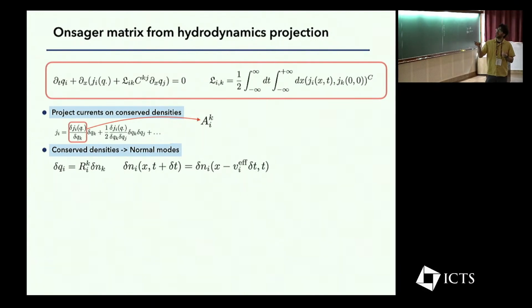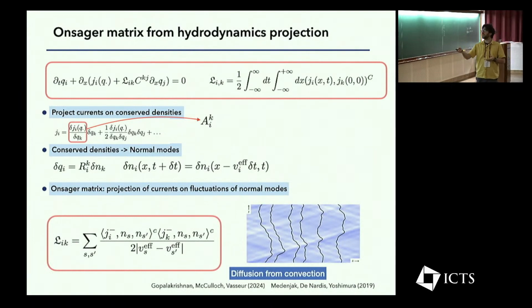It means that you can take your current as an operator or as a functional in classical theory and really project it first on charges and then on charge fluctuations. And you can keep going on as much as you want. And now you know the dynamics of these charges. Basically, the way you do it is you map the charges to the normal modes of the hydrodynamics. Basically, you diagonalize this matrix, which is called the convective matrix. Now, the normal modes are the modes that really move with a given velocity.